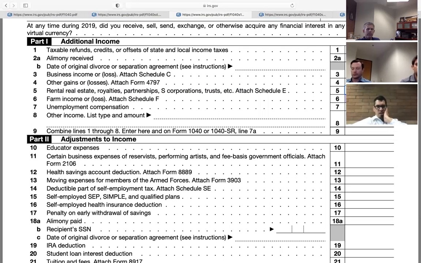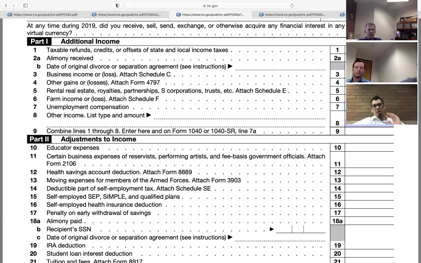Farm income is the same as this right here, except it's for farmers. So it's going to have the same layout. Rarely will you see that, but it can be income. Unemployment is self-explanatory. That's just if you get unemployment from the state. And again, that could be relevant depending on how long it lasts. Some people have disability or unemployment for a long time, but it's rare.